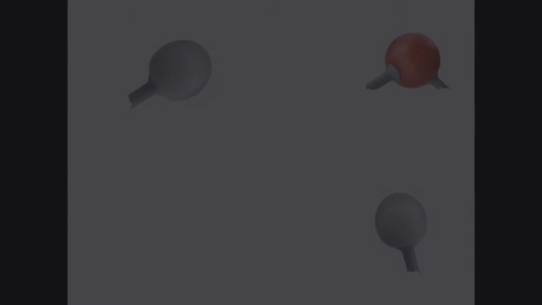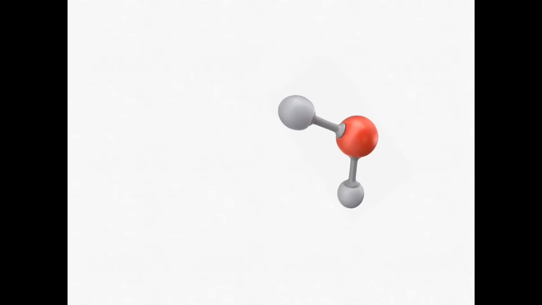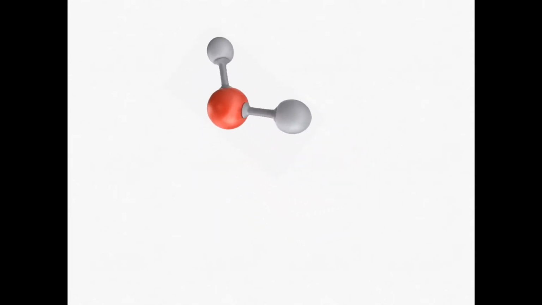Now we're going to look at bonds being formed. You can see here in this simulation, for bonds to be formed, the energy is being released to the surroundings. And as the energy is being released to the surroundings, we get a new product being formed.